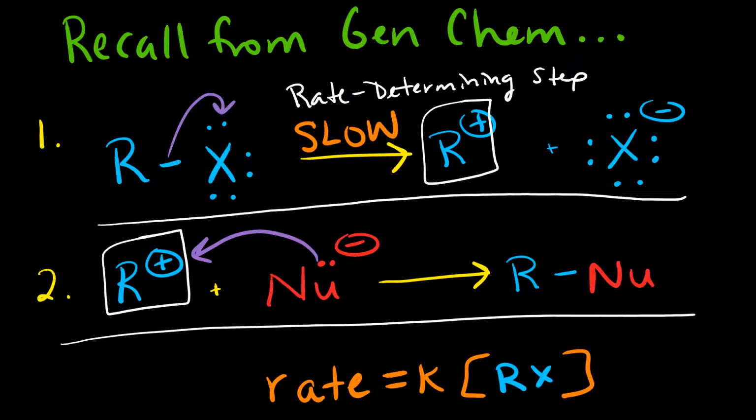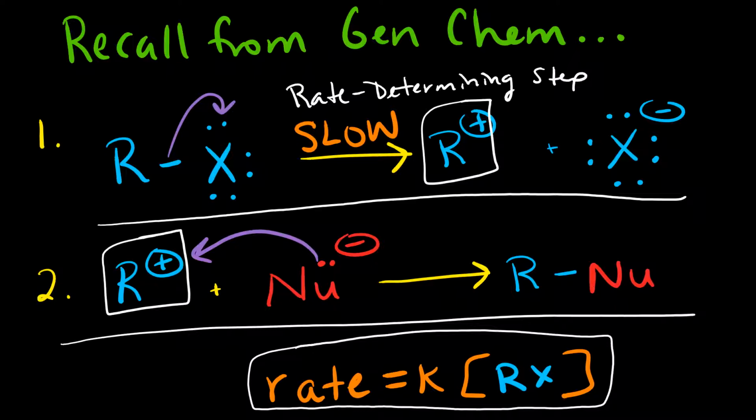Since the first step of the reaction is the slow step, or the rate determining step, that means that the rate of this reaction is dependent upon the rate of that step. And so if we were to write the rate law for this reaction, it would appear as follows. It only depends on the concentration of the reactants, which happen to be just the alkyl halide here. And don't forget that this lowercase k is a rate constant that is unique for each reaction.